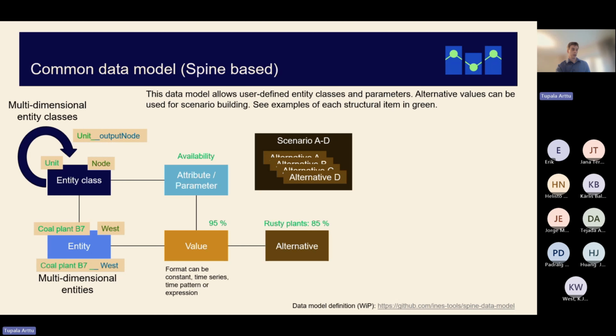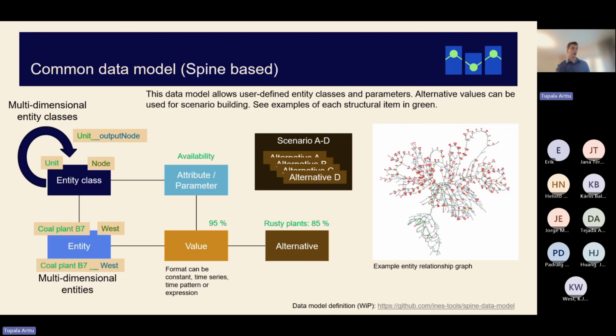Main thing here is that one thing that we got from Spine to this INES specification is the idea of these alternatives. You can basically present multiple scenarios within the data, but you present only the differing values with these alternatives. And then you can create the scenarios only by choosing what alternatives are used and where.